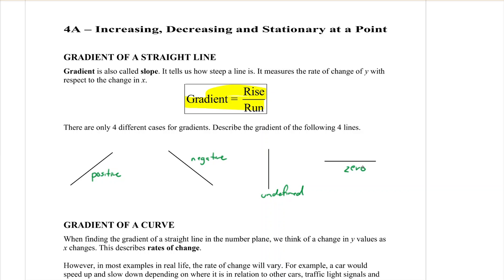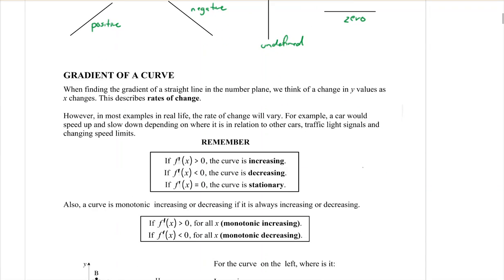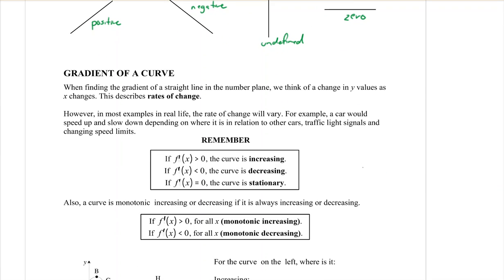But we're going to be looking at curves. To find the gradient of a curve, it says here, when finding the gradient of a straight line in the number plane, we think of the change in the y values as the x changes. This describes the rate of change. However, in most examples in real life, the rate of change will vary. For example, a car would speed up and slow down depending on where it is in relation to other cars, the traffic signals, and the changing speed limits.